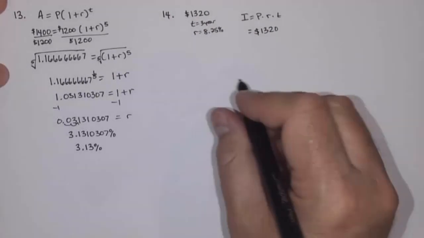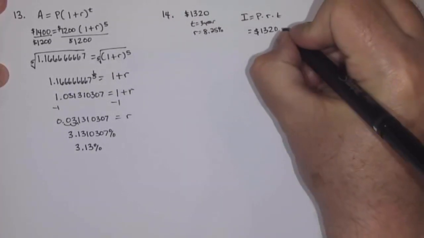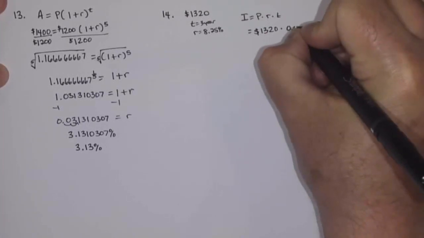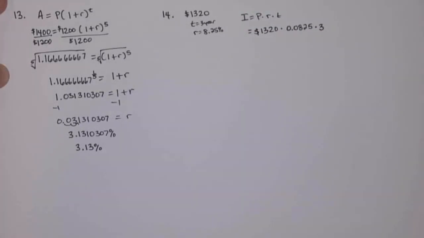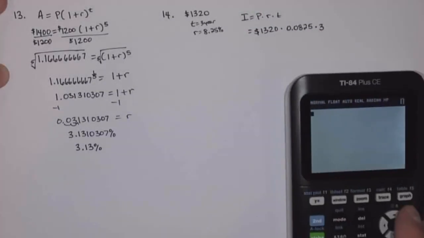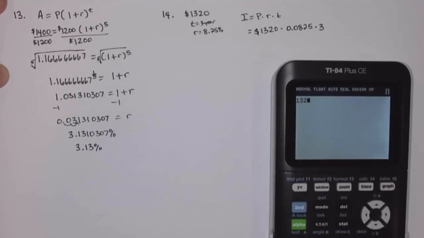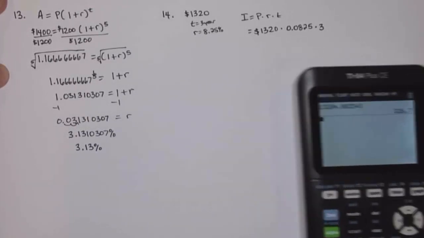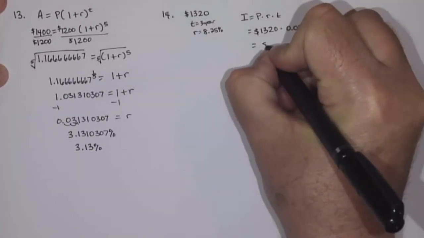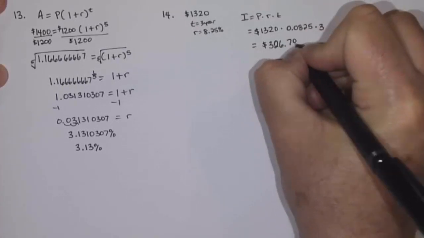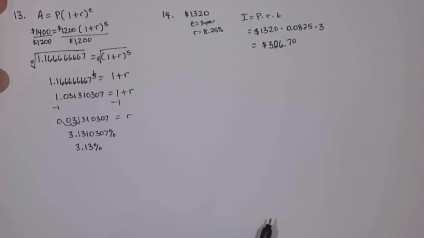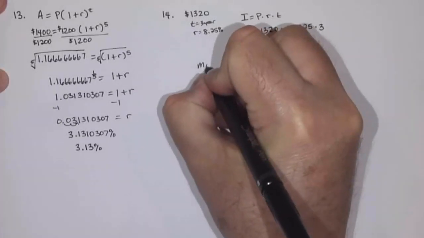That's how much he's borrowing. His rate is 8.25%. So as a decimal, that's 0.0825. And again, he's borrowing that for 3 years, so times 3. So if I bring in my calculator, $1,320 times 0.0825 times 3, that is $326.70 in interest. So what's his monthly payment going to equal?